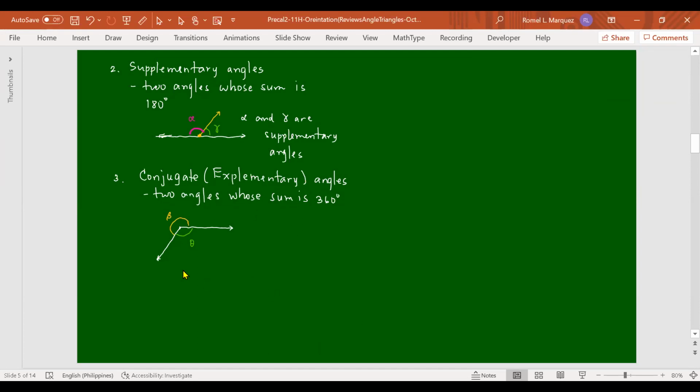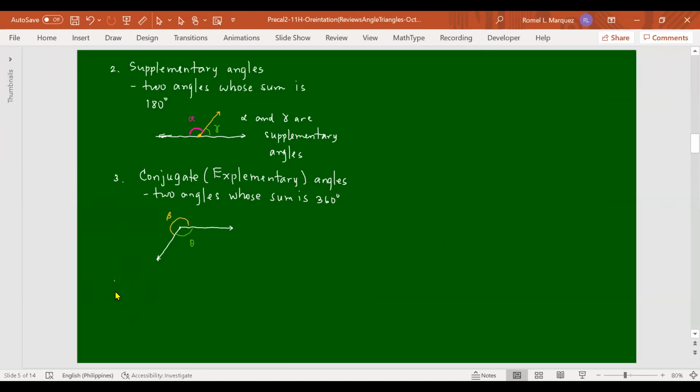Now, from these angles, we can classify triangles also, no? So, similar to classification of angles normally. Now, let's have triangles.